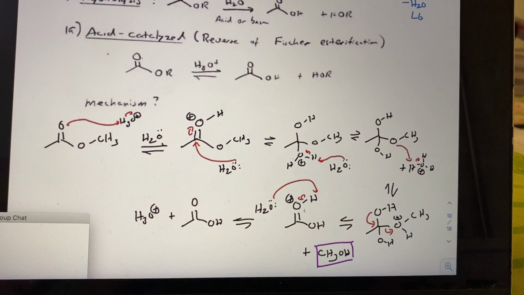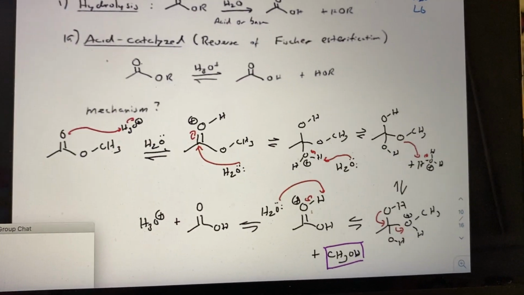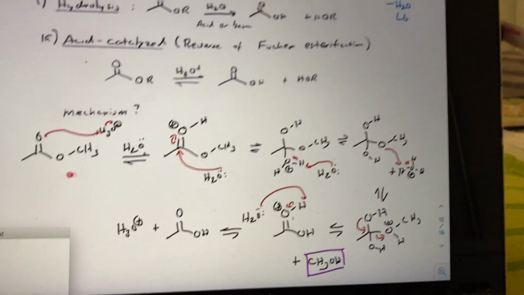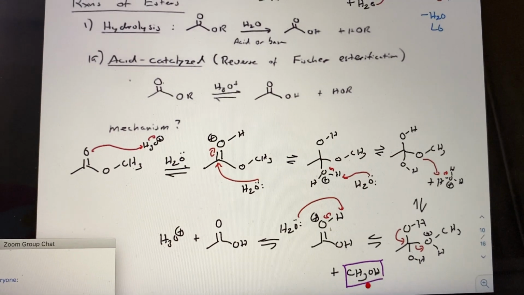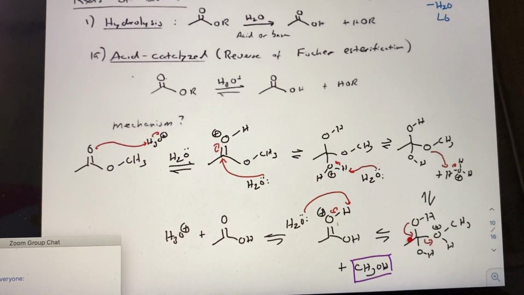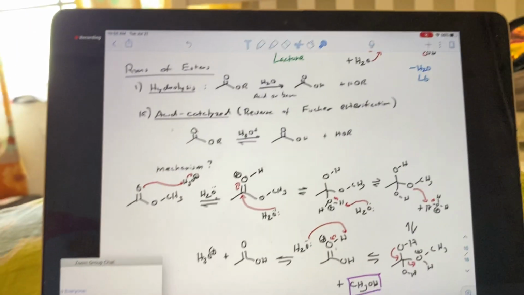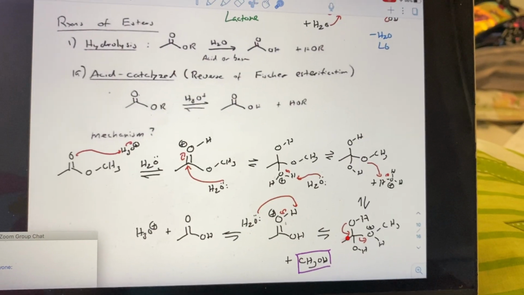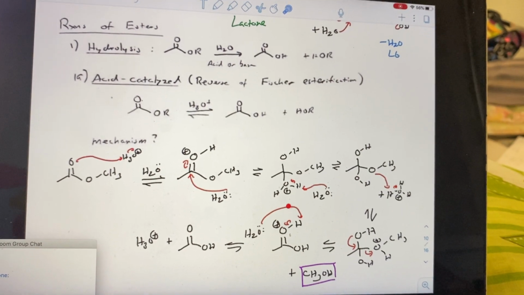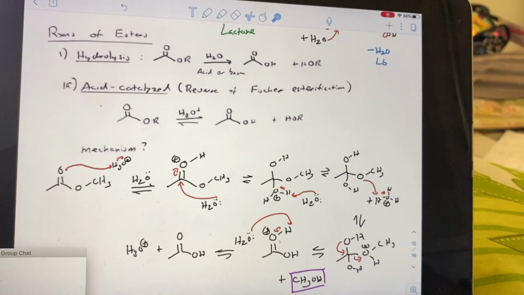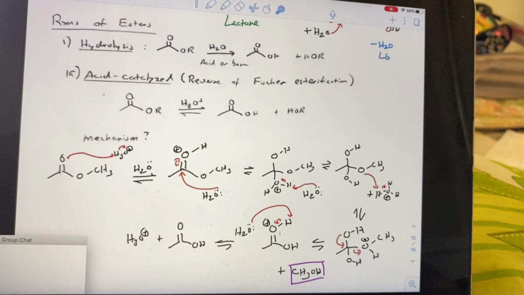So this is the reverse of that Fischer esterification. In this case, we started out with an ester, and we end up with a carboxylic acid and an alcohol. All of these steps are in equilibrium. One thing I should note is if we draw this in the opposite direction, which you'll end up noticing, a lot of times these arrows will be in the opposite direction. So if we protonate in one direction, we'll deprotonate in the other direction.